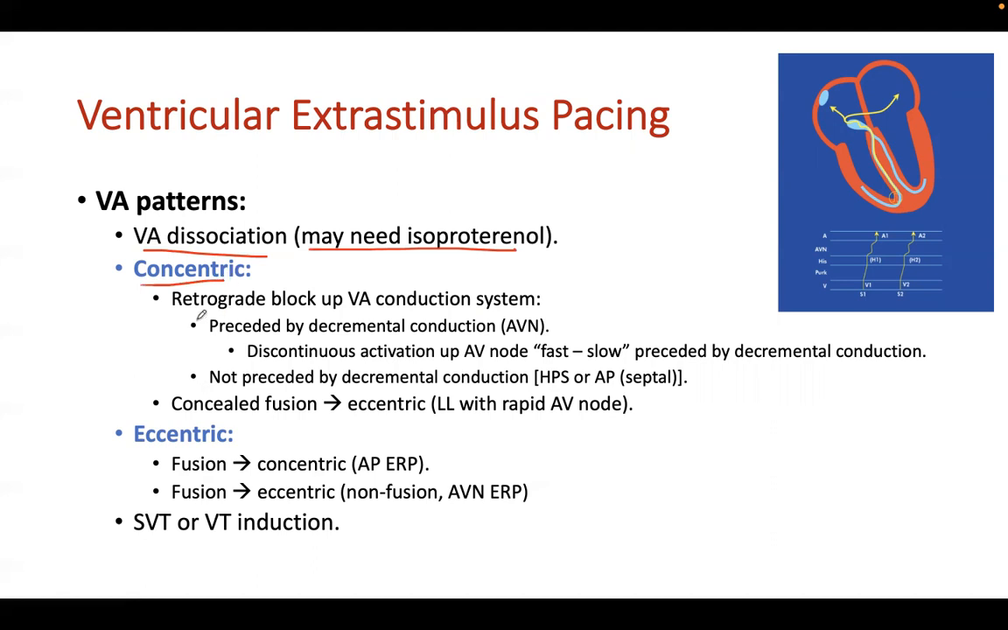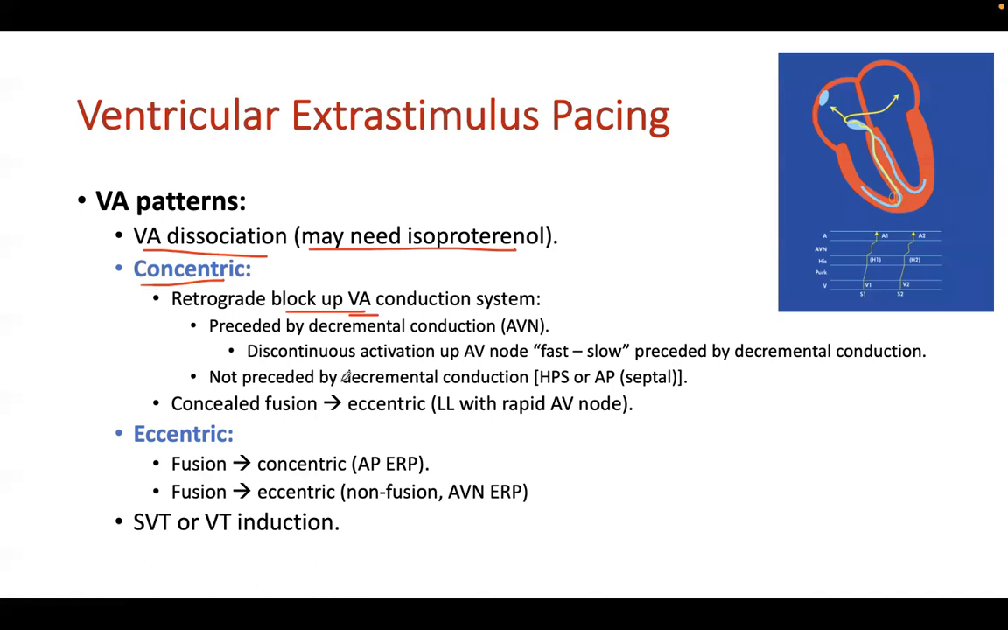Okay, and then you come down slowly on your S2, and then eventually you will probably see VA block. In the VA, there is V block, like we showed an example previously. And if that block is preceded by decremental slowing, then it's the AV node blocked.